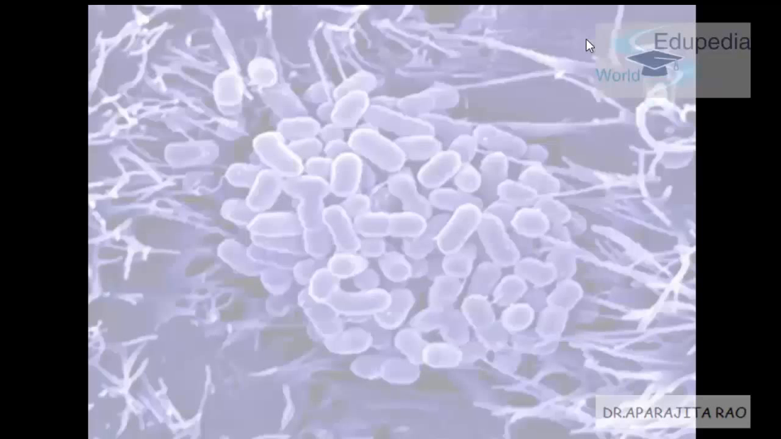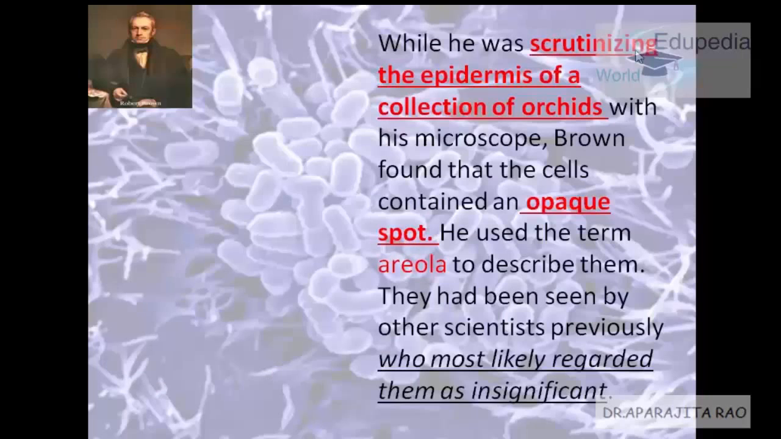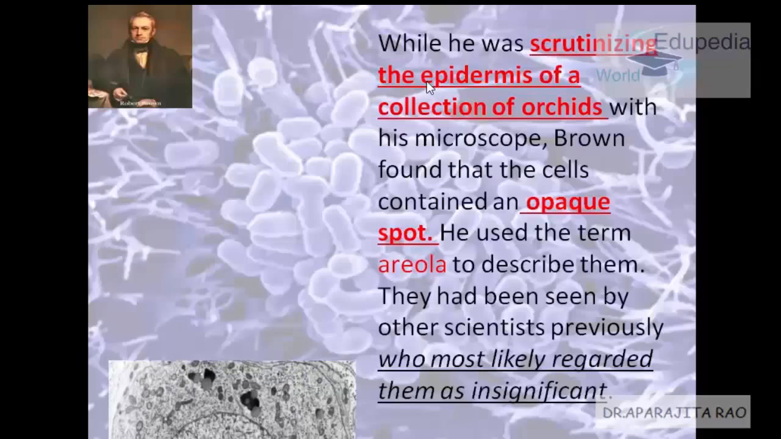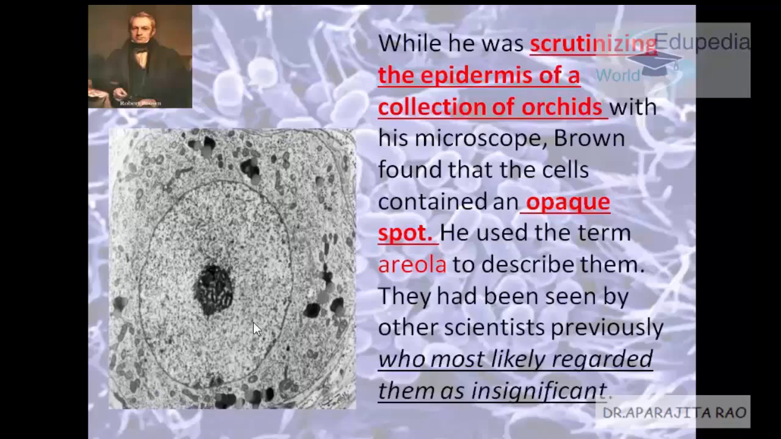Today, we'll study a few more scientists, starting with Mr. Robert Brown. Mr. Robert Brown was a botanist by profession. Who is a botanist? He's a person who studies and works on plants. While he was studying the epidermis of orchids, he found an opaque spot and he called this opaque spot areola. Earlier also, scientists saw the spot, but they thought it might not be that significant, so they did not pay attention to it.